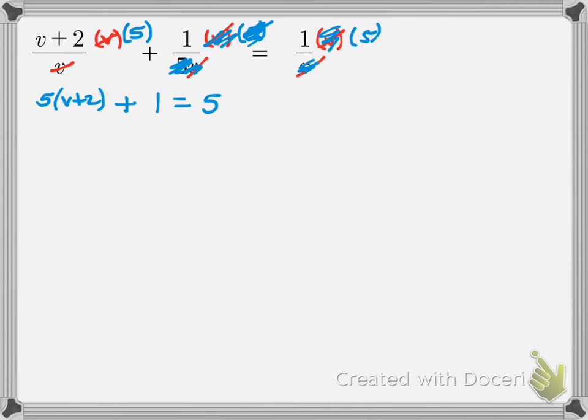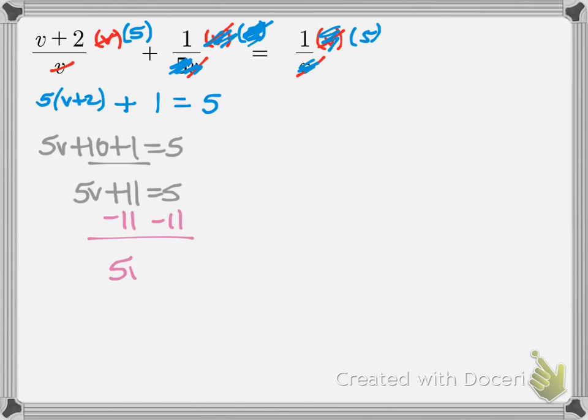Alright, so now let's do a little bit more work. Distribute. That is 5v plus 10 plus 1 equals 5. Well, nobody even needs a calculator for that. 10 and 1 make 11. So that's 5v plus 11 equals 5. So we're kind of digging back to our 9th grade year. Solve this equation. What you're going to want to do, you're going to want to subtract 11 from both sides, which gives you 5v equals negative 6, and divide both sides by 5, and we will come up with our final answer. V is negative 6 fifths.